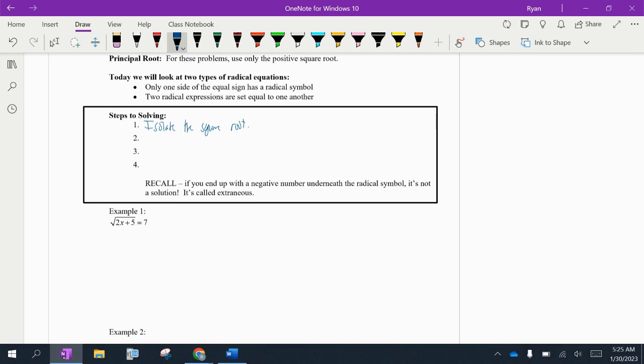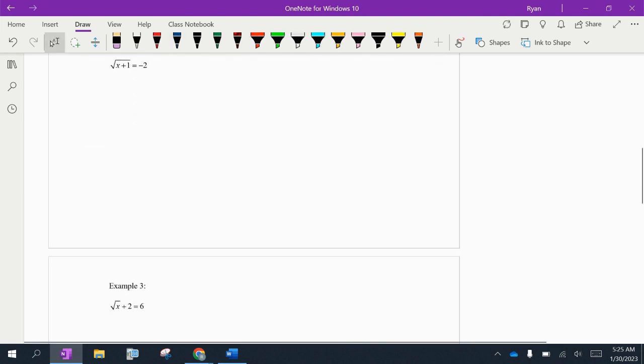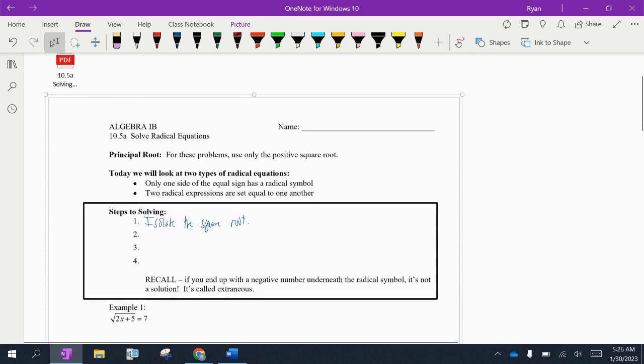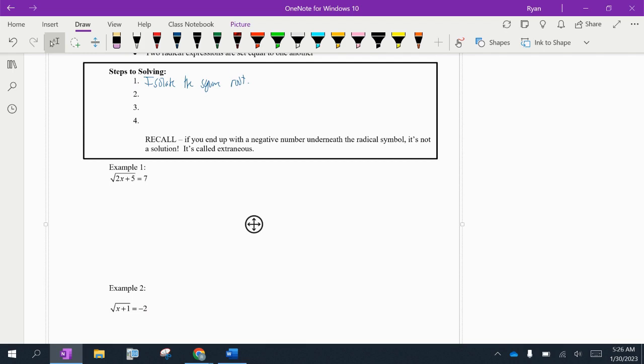The square root is on one side of the equation, and on the other side of the equal sign is stuff that doesn't have a square root. Sometimes it's just going to be a number, sometimes it might be another square root, and sometimes it might be another expression as well, and we'll look at those in section 10.5b. But step number 1 is to isolate the square root.